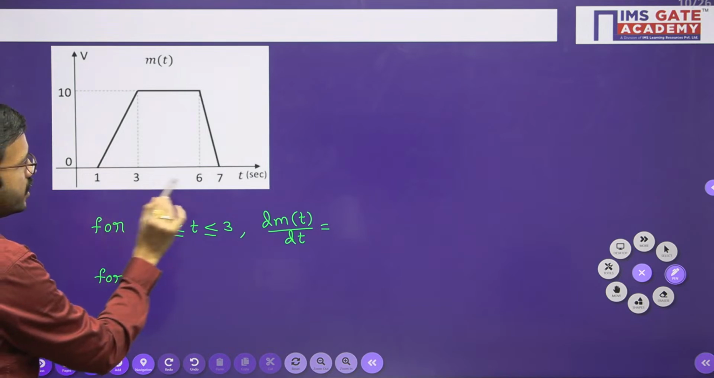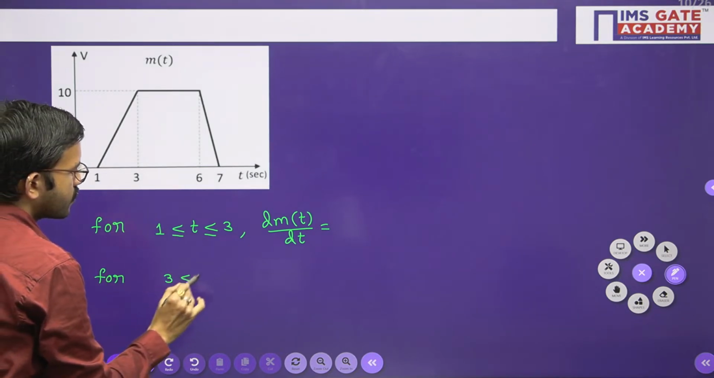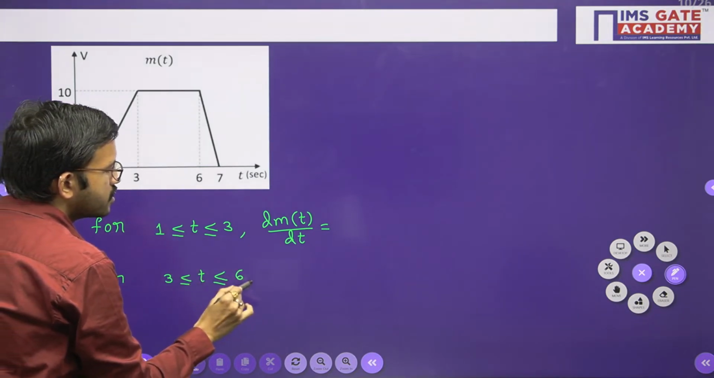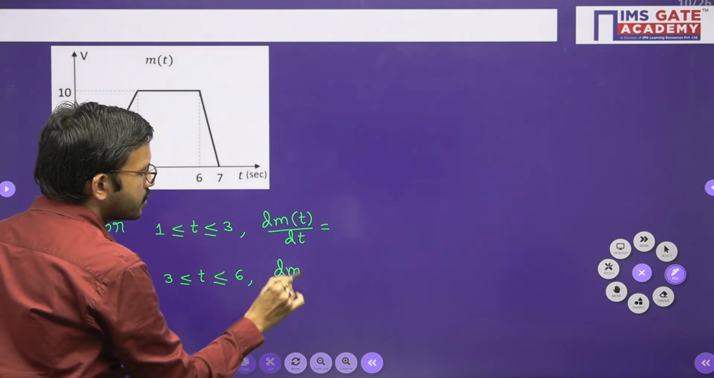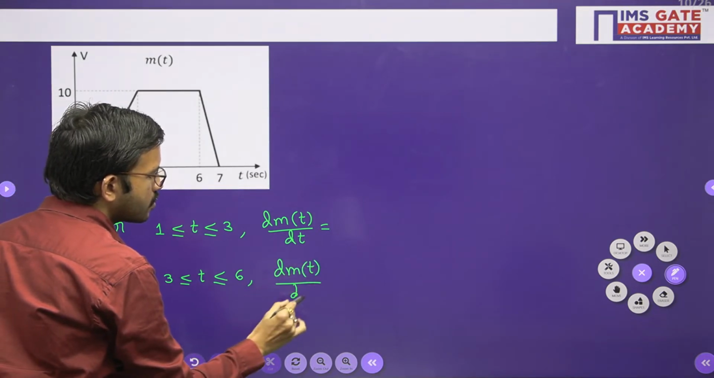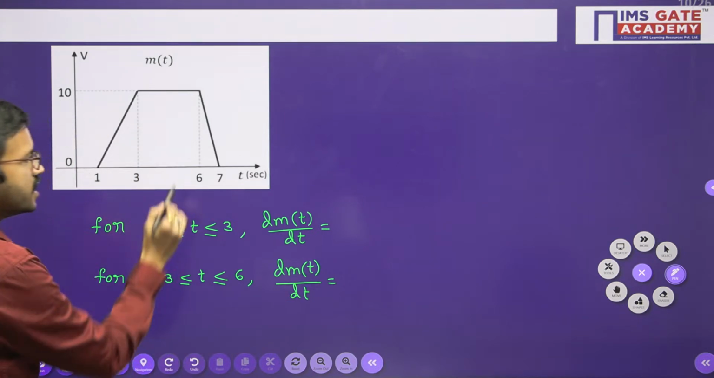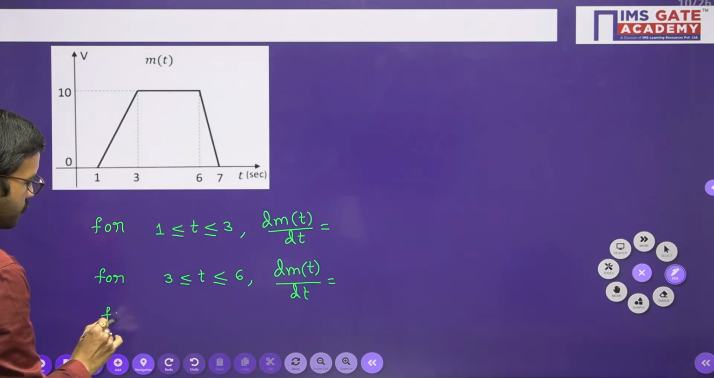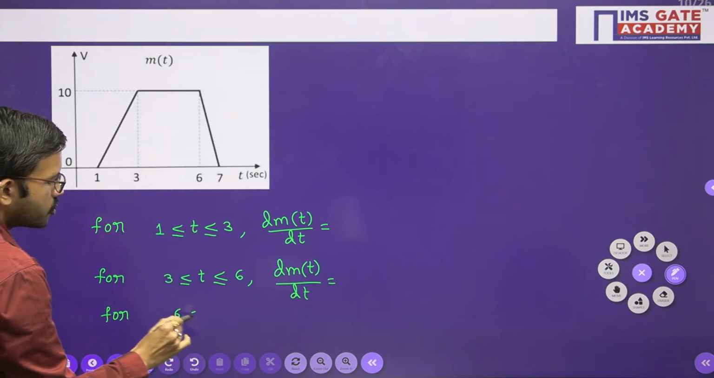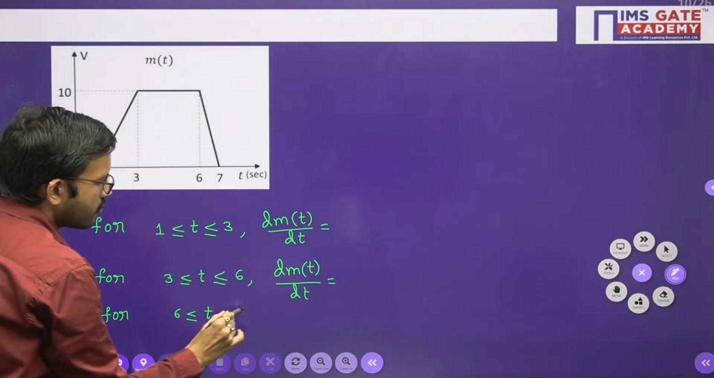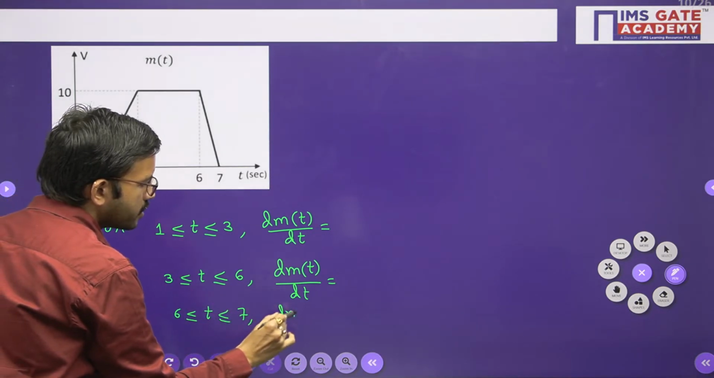For the interval 3 to 6, what is dm of t by dt? Similarly, for the interval 6 to 7, what is dm of t by dt?